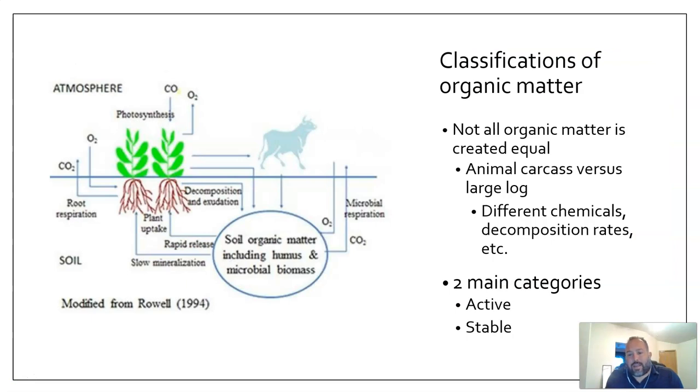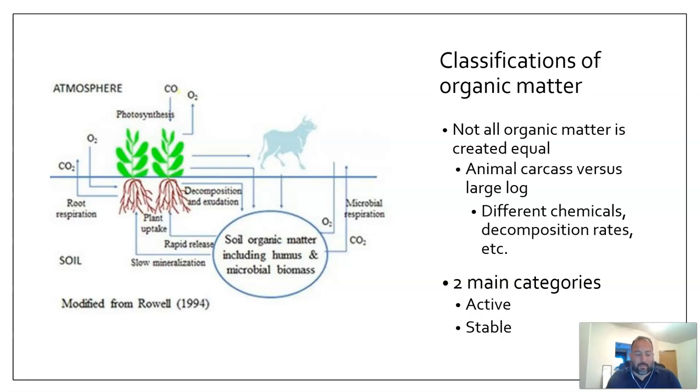So when we look at the classifications of organic matter, it's important to remember that not all organic matter is created equal. A good example is an animal carcass versus a large log. There are going to be different chemicals between the carcass and the log, and definitely different decomposition rates. I think the paper gives the example of a mouse carcass versus a large log on the ground. That log is going to take a long time to decompose. That mouse carcass is going to decompose very quickly. But there's probably a lot more to be gained in organic matter for the soil from that large log than from that little mouse carcass. So it's important to remember that it's not all the same.